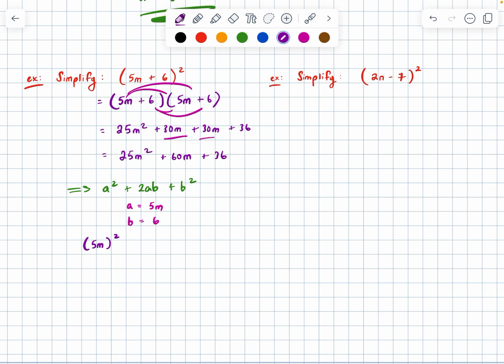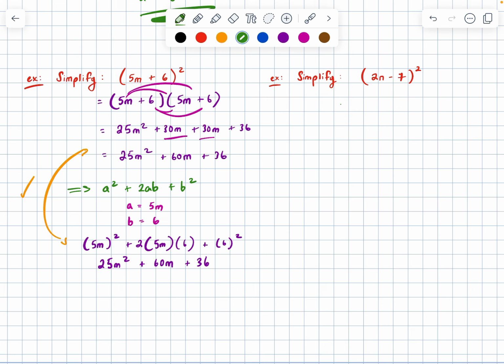So if I do some substitution, I can rewrite this using my special pattern as 5m squared plus 2 times a, which was 5m, times b, which was 6, and then b squared would be 6 squared. Multiplying, right? 5m squared means 5m times 5m, so there's my 25m squared. 2 times 5m is 10m, times 6, there's my 60m. And then I've got 6 squared at the end, there's my 36. I hope you can agree that these two are the same.